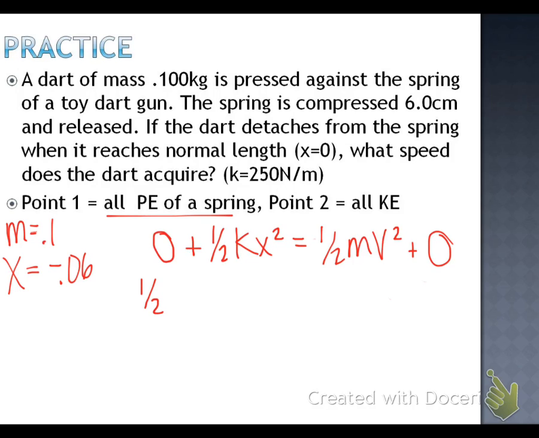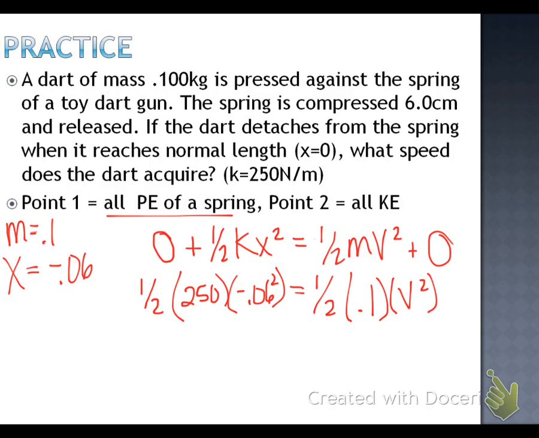All right. What is our K value here? 250. 250, and our x value is negative 0.06 squared. 1/2. What is our mass? Our mass is given to us. It's 0.1. We're trying to solve for v.